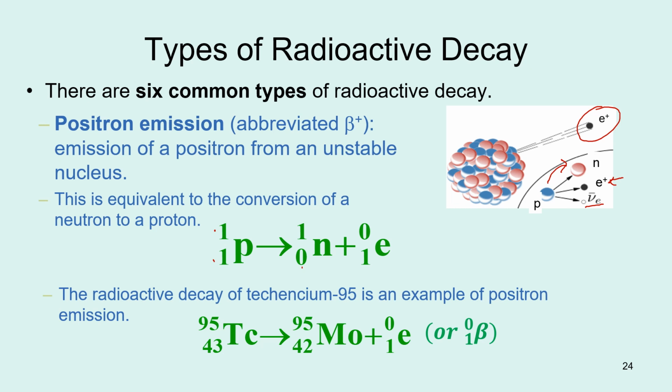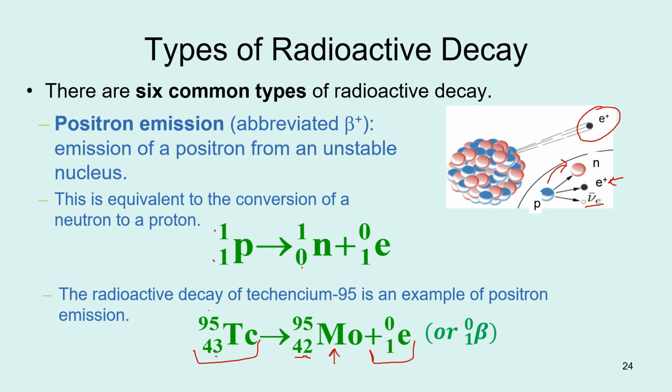Here's a radioactive decay of technetium-95. This is an example of a positron emission. So here you see technetium has 43 protons and 95 total protons and neutrons. If a positron is given off, then what's left over is 42. 42 plus 1 is 43. So the new element only has 42 protons.